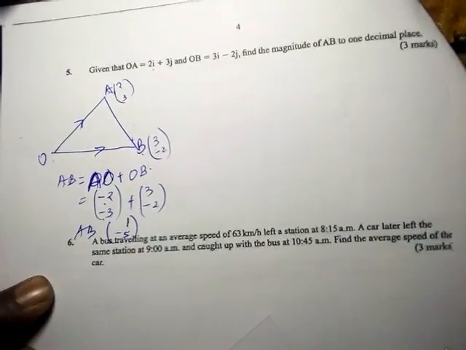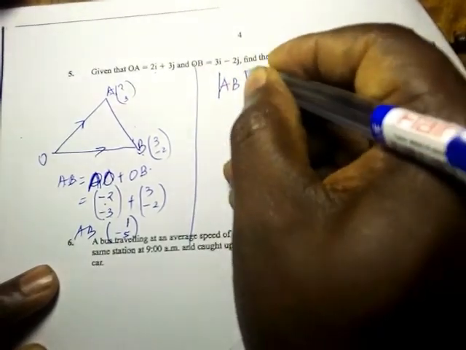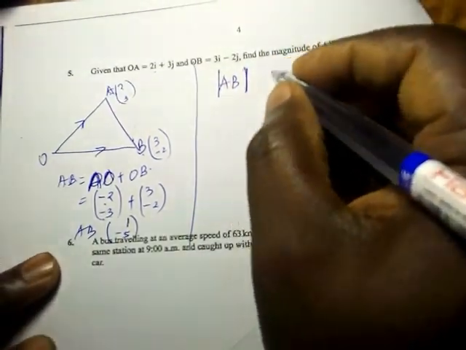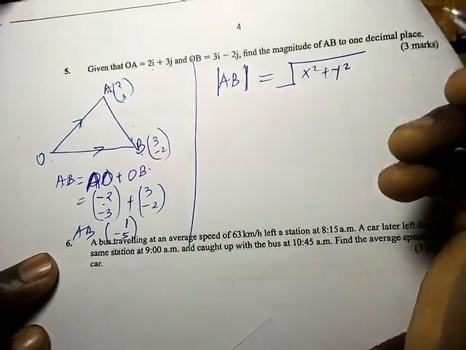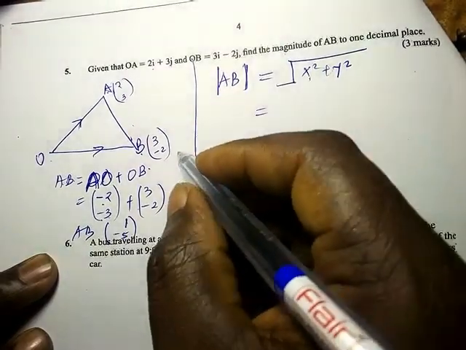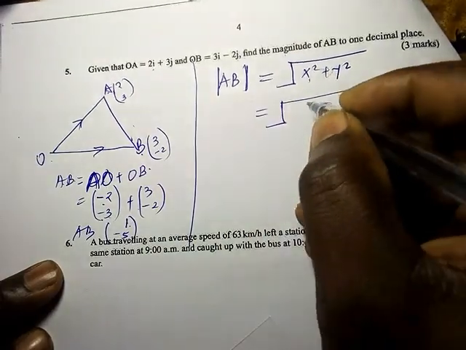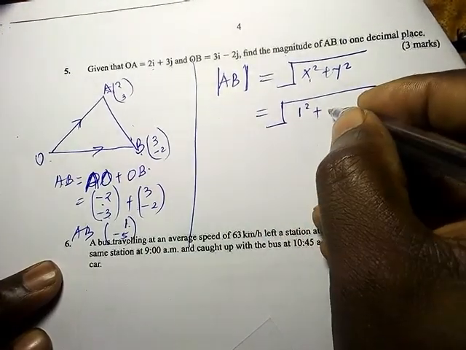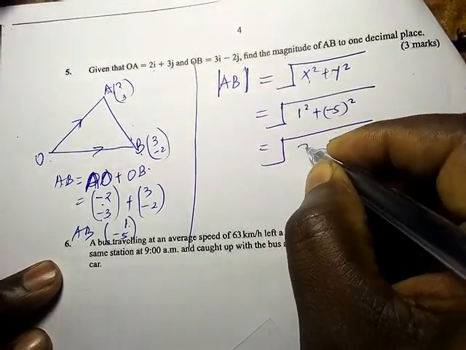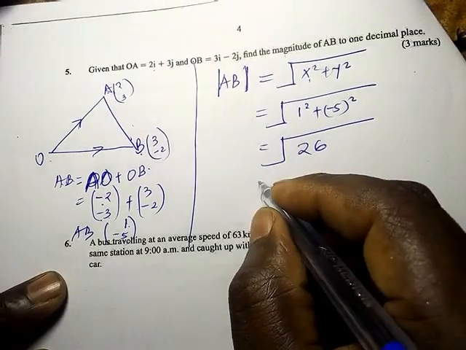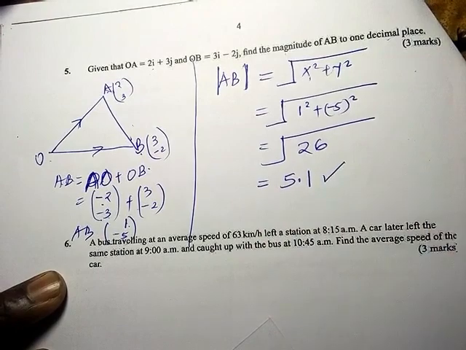That is now AB. But we want now to get AB modulus, that is the magnitude. The magnitude is given by the square root of x squared plus y squared, right? Our x value is 1, our y value is -5. So we are going to have 1 squared plus (-5) squared, which is equal to the square root of 26. And this one is going to give us 5.1 to 1 decimal place.